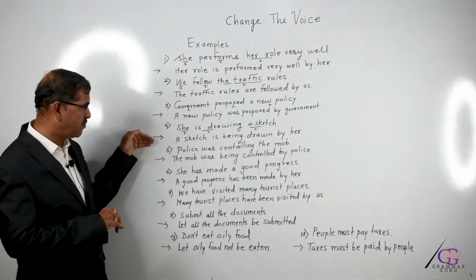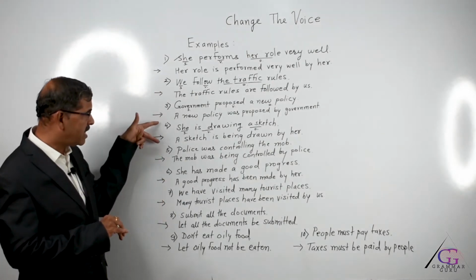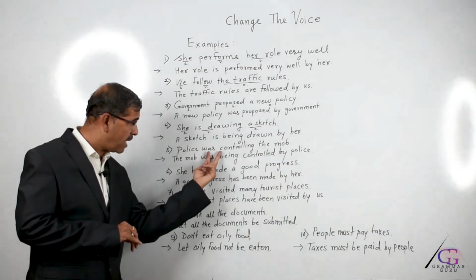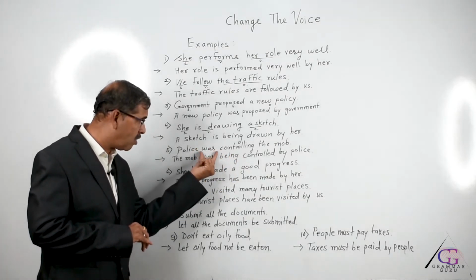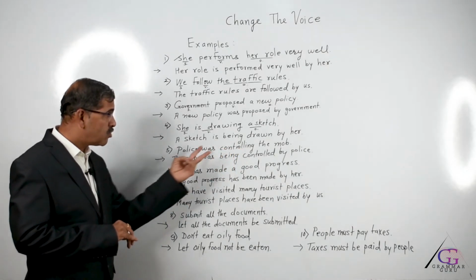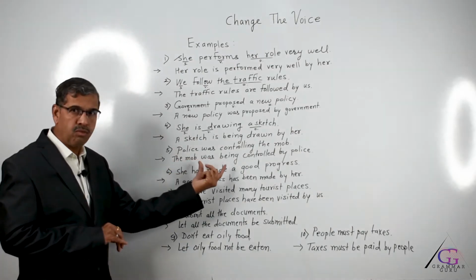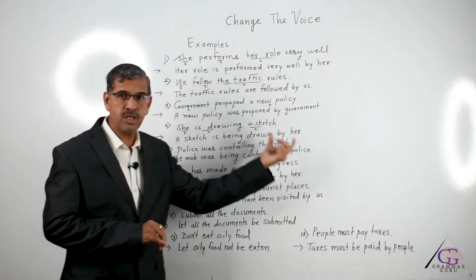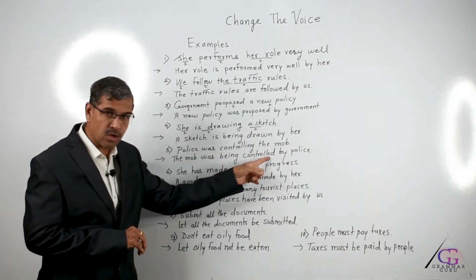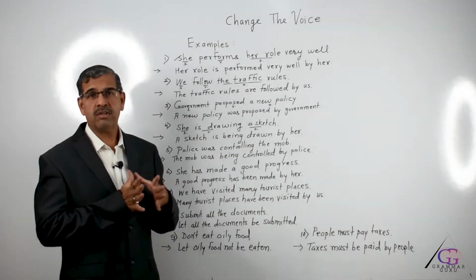Now let's move on to the fifth example. Police was controlling the mob. The fourth sentence was in present continuous, whereas the fifth sentence is in past continuous. If you see carefully, was is the helping verb, control plus ing, past continuous. And so the object is the mob. So the answer is the mob was being controlled by police. What we have seen is here it is controlled. Here it was drawn. So the V3 form plays an important role.